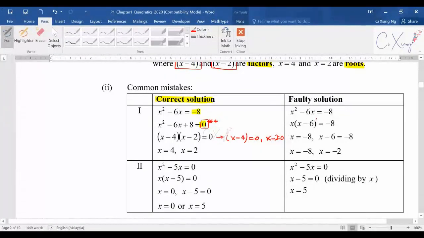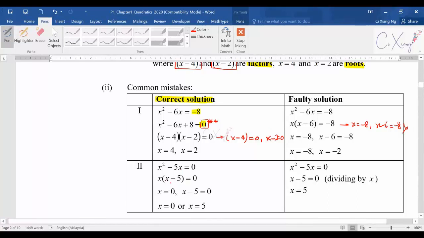Usually the wrong solution is this: when you have this expression, students factorize it and let x equal negative 8 on the right, and x minus 6 equals negative 8 on the right. This is wrong. Only 0 is allowed if you want to separate it like this. Then for the second part, it is the same thing.